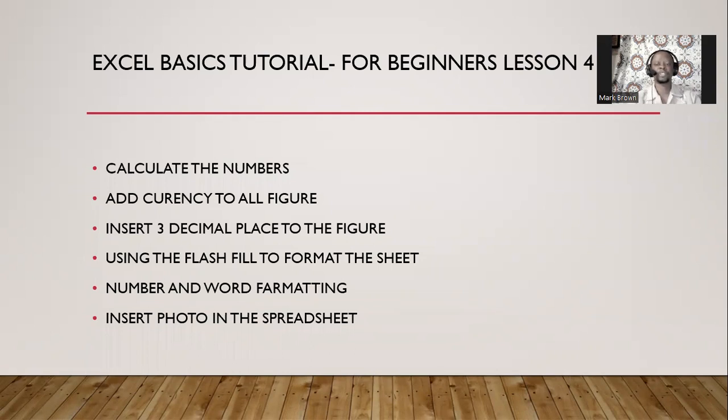Right, in part 3, we looked at how we can add data labels and so forth. So in part 4, we're going to calculate the numbers in the table, add currency to all the figures, and insert 3 decimal places to the figures. We're also going to use flash fill in the sheet, do number and word formatting, and insert a photo in the sheet. This is very unique, so you have to pay close attention to it.